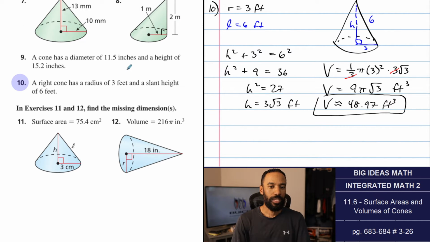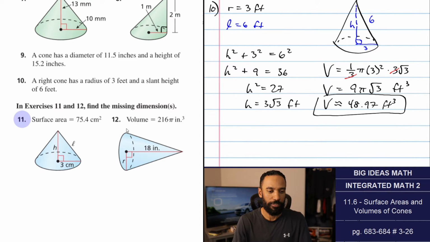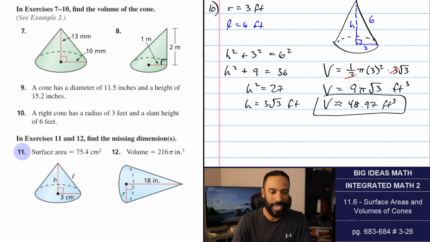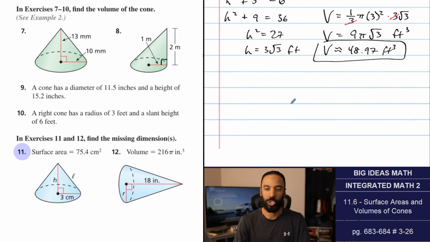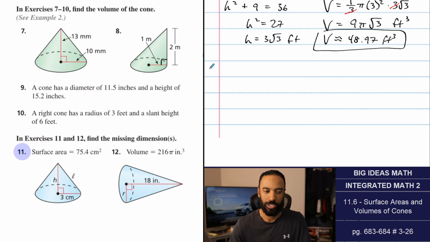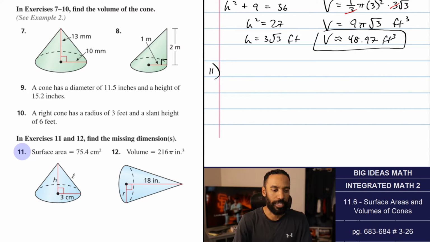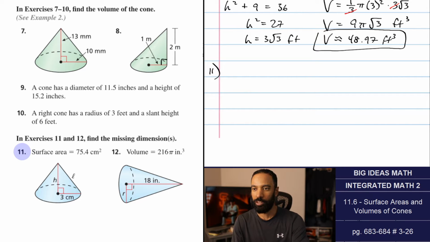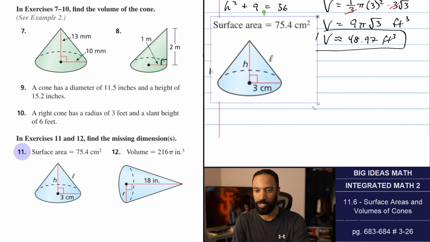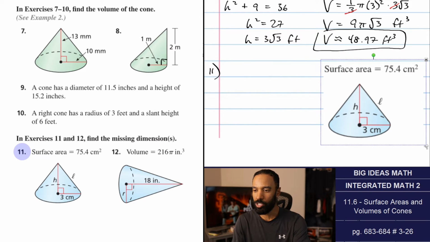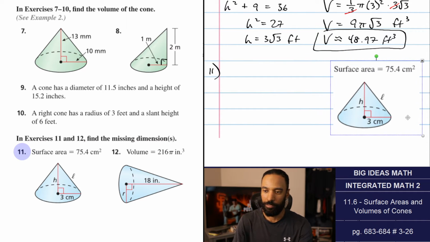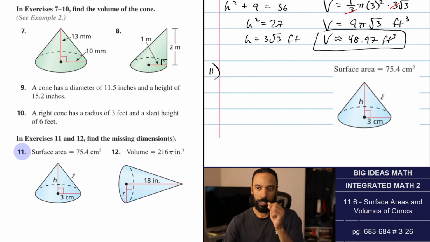Okay, let's find the missing dimensions in numbers 11 and 12. We want to find the height and slant height with the surface area that we have. So let's call it like it is. Let me just copy and paste that, especially with the visual. It has the information and the visual, so we know exactly what we're trying to find. So here's number 11.